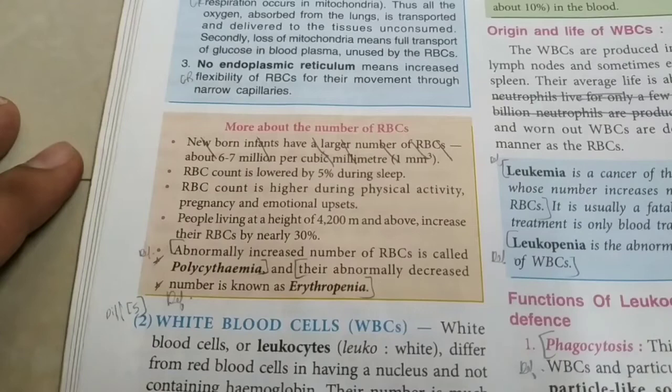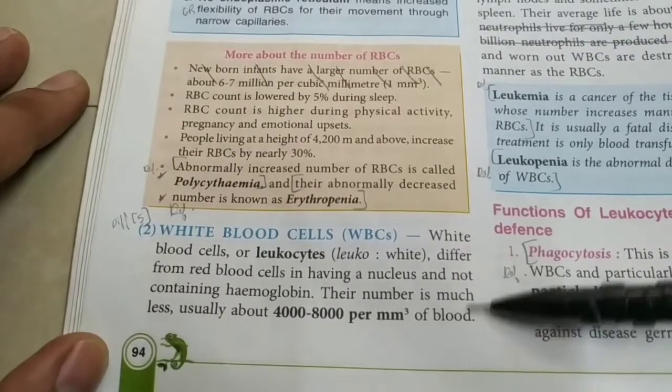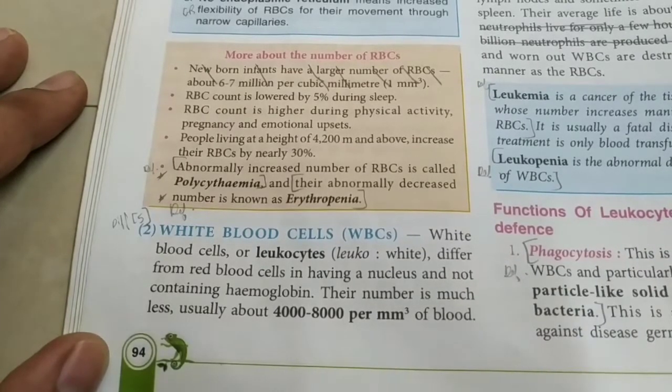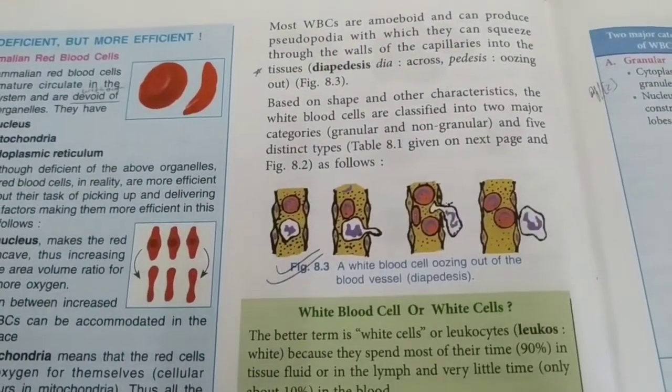Learn the spellings well. WBCs are called leukocytes. They are just 4,000 to 8,000 per cubic millimeter of blood, so far less than RBCs, but no doubt they are extremely vital for our survival. Often they squeeze out of the capillaries by a process called diapedesis.